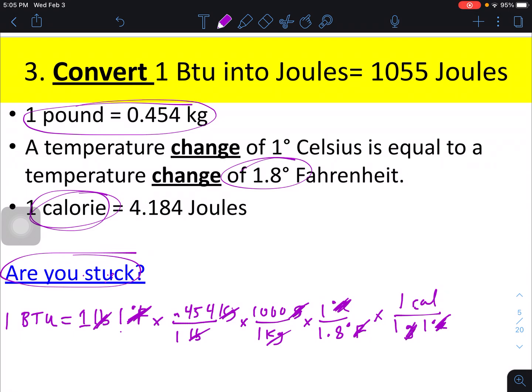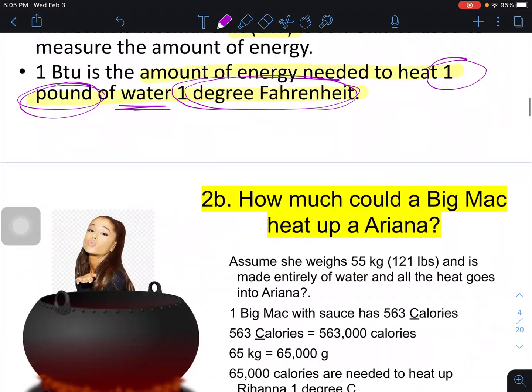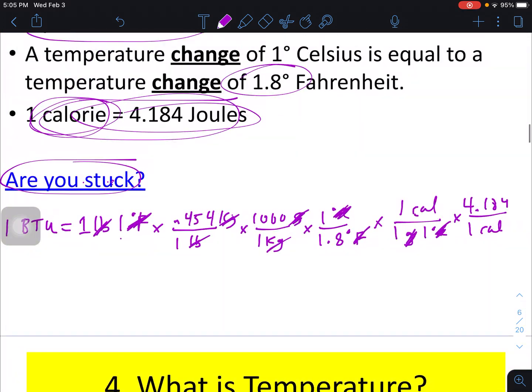Now we need to convert from calories to joules. And this is right up above here. It says for every 1 calorie, there are 4.184 joules. Okay. For every 1 calorie, there are 4.184 joules. Sorry about that.